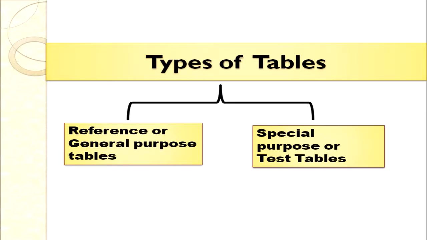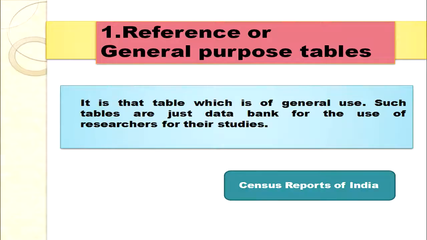There are 2 different types of tables. One is reference, popularly known as journal purpose tables. The other is special purpose or test tables. So, tables can be constructed in 2 ways. Let us discuss them in detail. Very first, reference or journal purpose table. It is that table which is of journal use. A lot of information, content is there. So, it is just a data bank for the researchers for their studies.